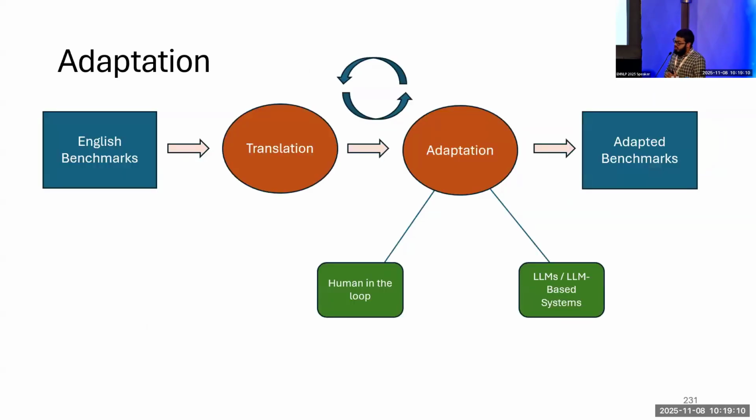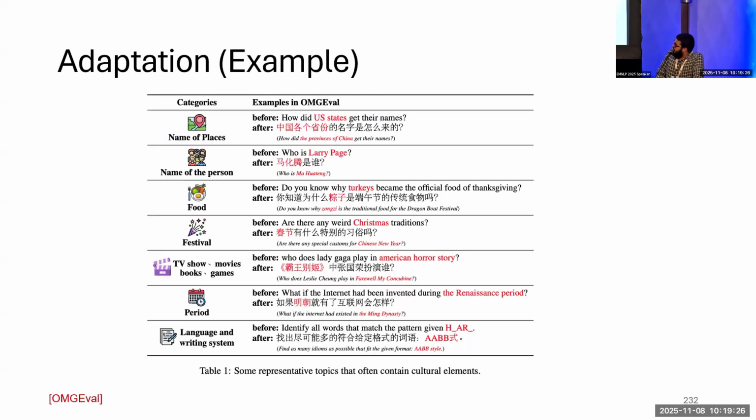Now, after translation, we go into adaptation, wherein it tries to fix some of the problems that we had seen previously. The idea here is that you either adapt certain things and then translate, or translate and then adapt. What do I mean by this? This is one of the examples. The first question, in English, is: how did US states get their names? But after translation and adaptation, the better question to ask would be: how did the provinces of China get their names? That is much more culturally grounded.